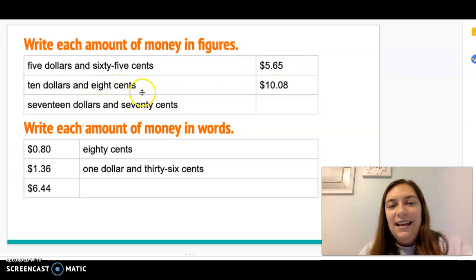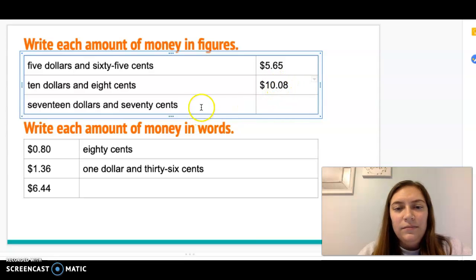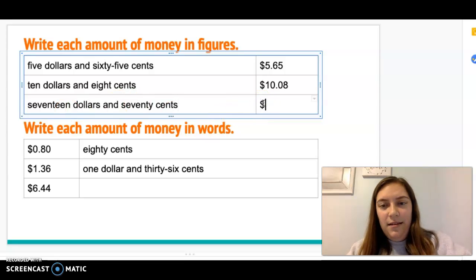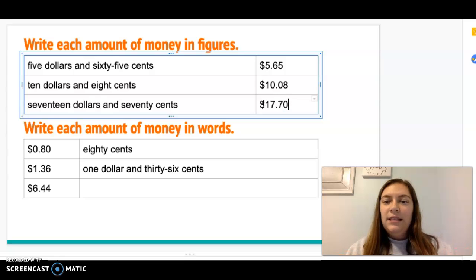Okay, $10.08. $10 and, it's my decimal, 8 cents. Notice how I put a 0 here as a placeholder because I don't have any tens. Okay? And then $17.70. So I'm going to put my dollar sign and I'm going to put my $17. Oh, I see an "and." My decimal must go there. 70 cents. Okay. $17.70. Yep, that's right. Good job.